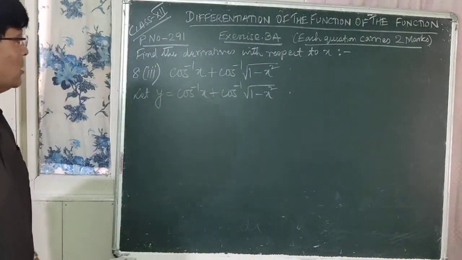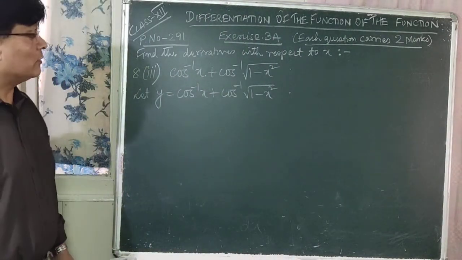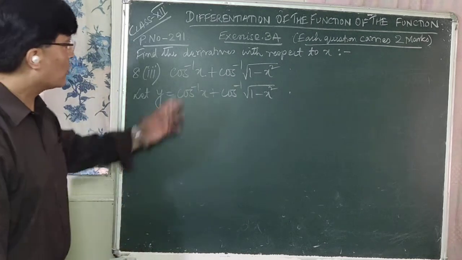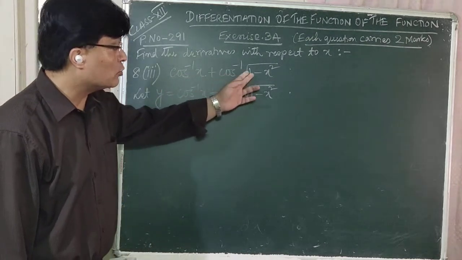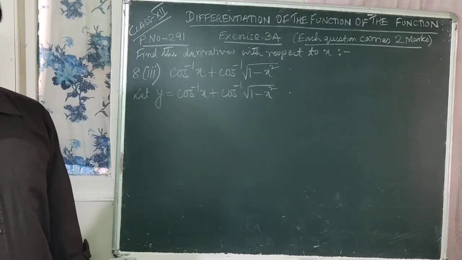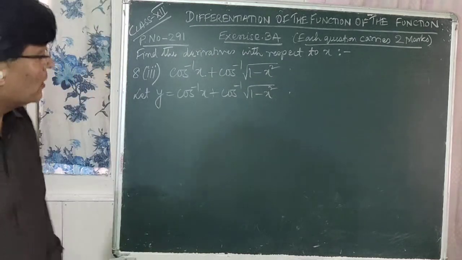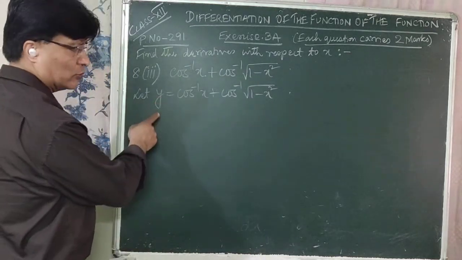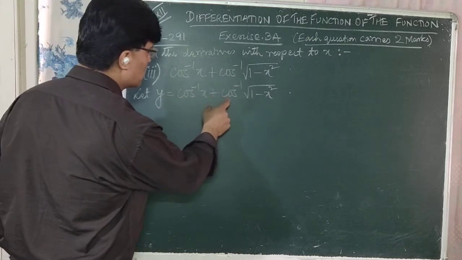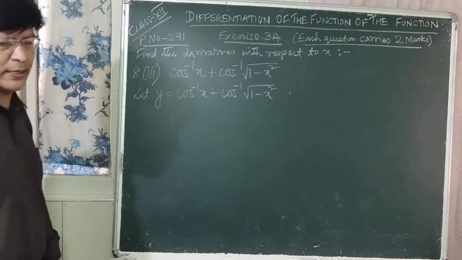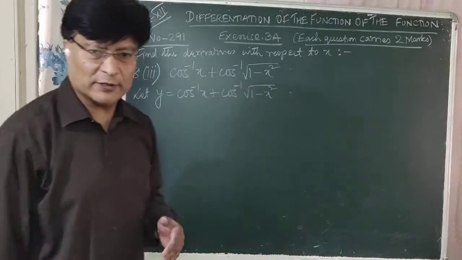Now we will do the next question, that is step number 3. You have to find out the derivative of cos inverse x plus cos inverse root over 1 minus x square with respect to x. Now let us assume y is equal to cos inverse x plus cos inverse root over 1 minus x square. So let us simplify it first, then differentiate.